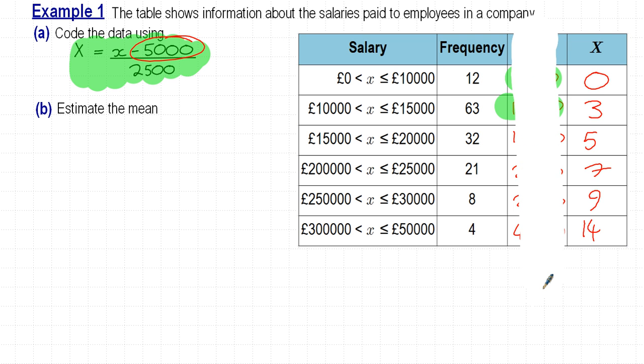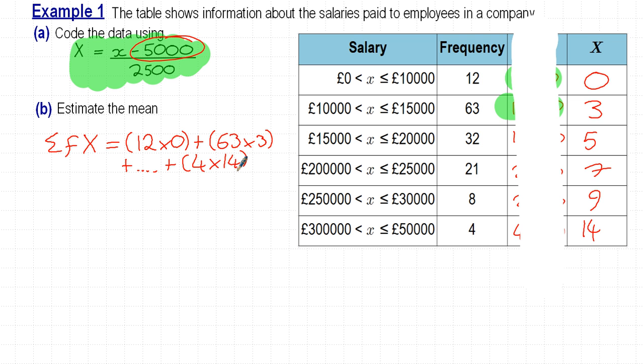So forget about that column now. We're not going to work out f of x, we're going to work out f of capital X instead, the coded version, as follows. So sigma f of capital X will be, for example, 12 times 0 plus 63 times 3, etc. Perhaps I'll just do the last one as well, which will be 4 times 14. And if you work that out on your calculator, you get 624.